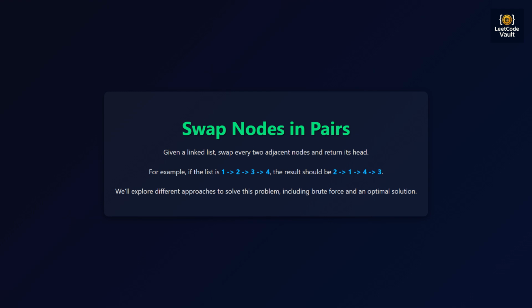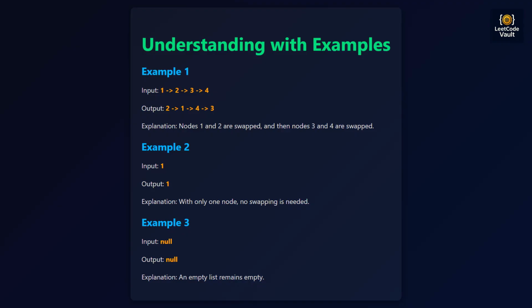Seems straightforward, right? But there are some tricky aspects, especially when dealing with odd-numbered lists or edge cases like empty lists or lists with only one node. We'll explore different approaches and, of course, write the most efficient code. Are you ready to dive in? Let's go! Understanding with examples.